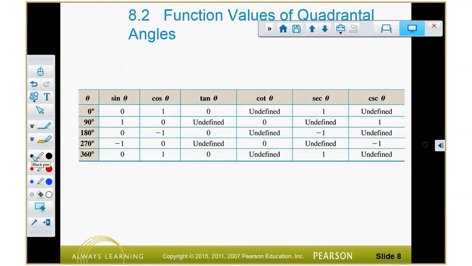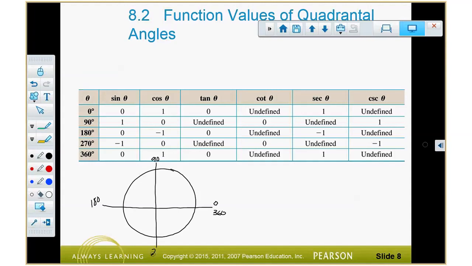Okay, let's just take a look at the unit circle, and let's just take a look at the quartiles. Because this is 0 and this is 360. This is 90. This is 180. And this is 270. This is pi over 2. And this is 2 pi. This is pi. And this is 3 pi over 2.